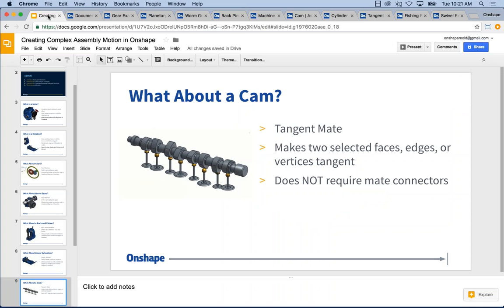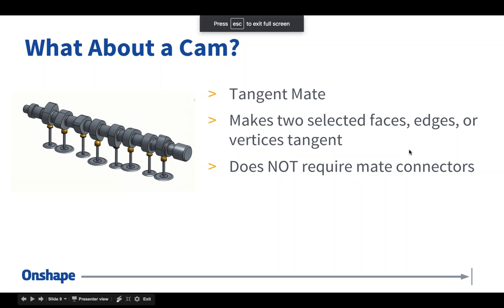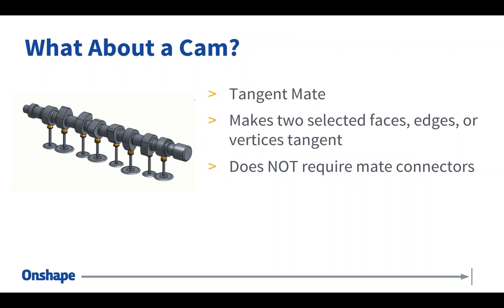The next example that I have for you is a cam, and it's another commonly asked question. How do I recreate cam-like motion in Onshape? And the simple answer is a tangent mate. In Onshape, we have a tangent mate. It's a bit different than some of the other mates in that you don't use mate connectors. You just use faces or edges or vertices, but it allows you to define a tangent relationship between parts that's maintained even through rotation, for example.